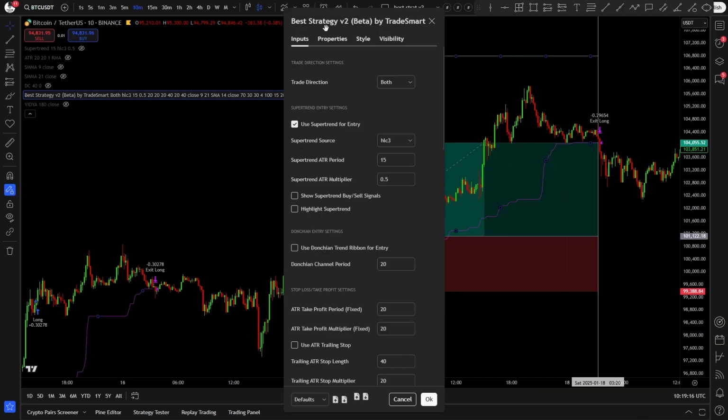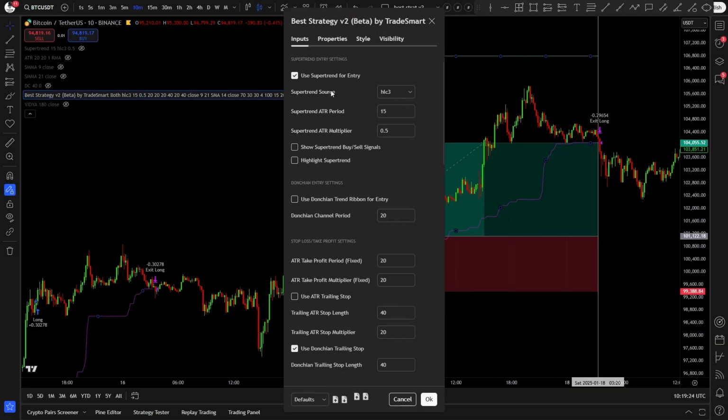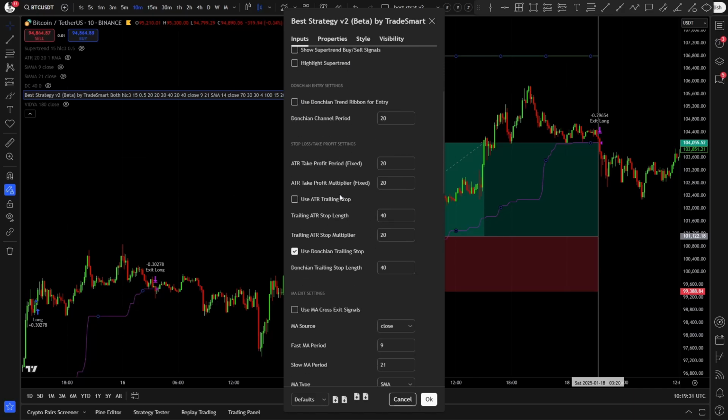Okay, so this is the Best Strategy version 2 beta script. It has the best two indicators from each category. So we have the super trend entry signal, the Donchian entry signal, the ATR trailing stop loss, and the Donchian trailing stop loss. Besides that, I also added a fixed ATR take profit.